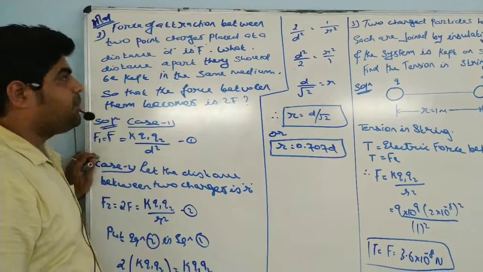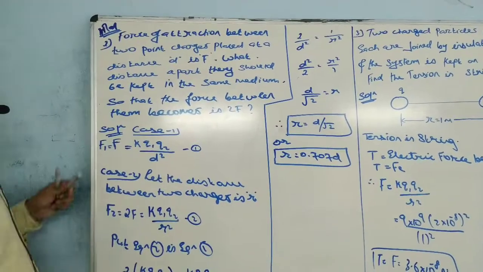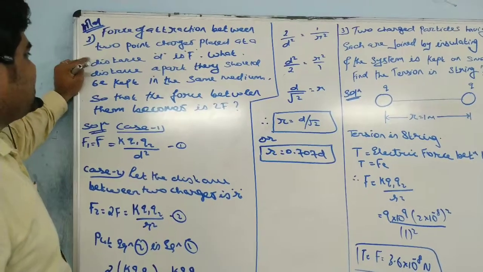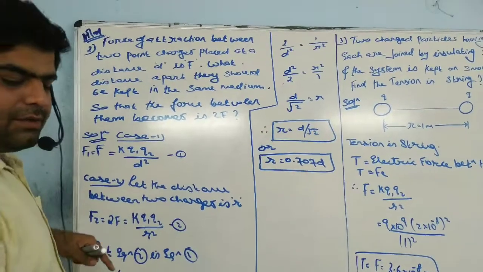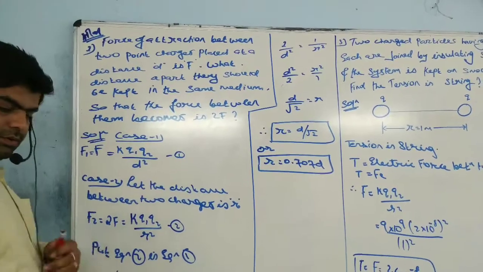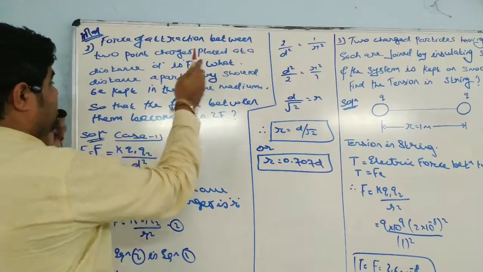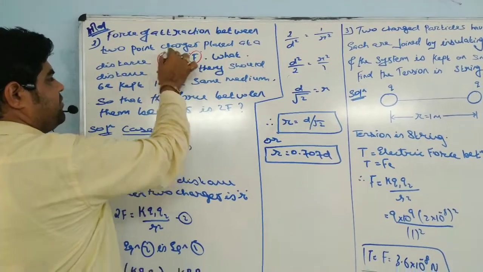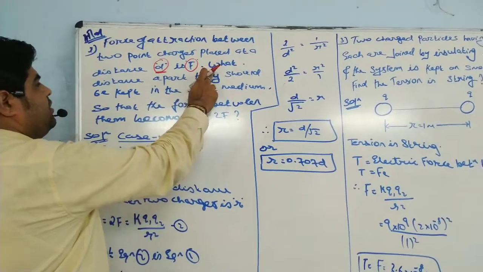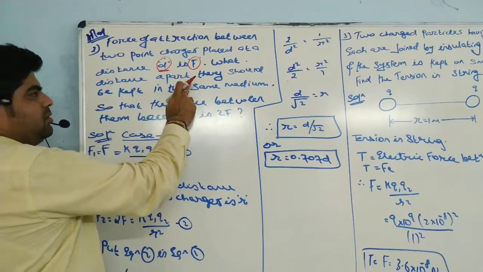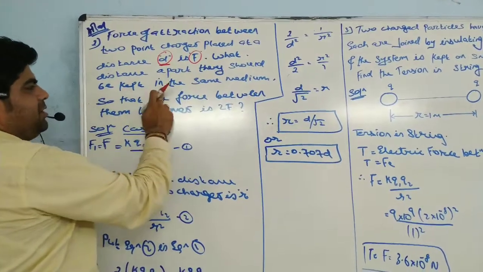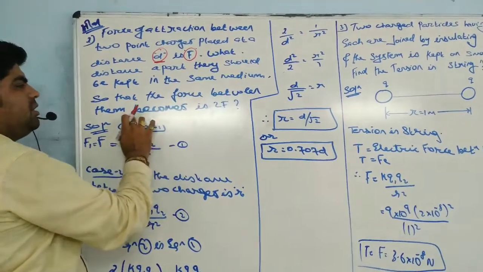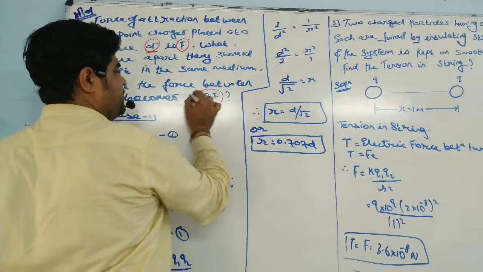Example in front of you. Force of attraction between two point charges placed at a distance D is given to us as F. What distance apart should they be kept in the same medium so that the force between them becomes 2F?